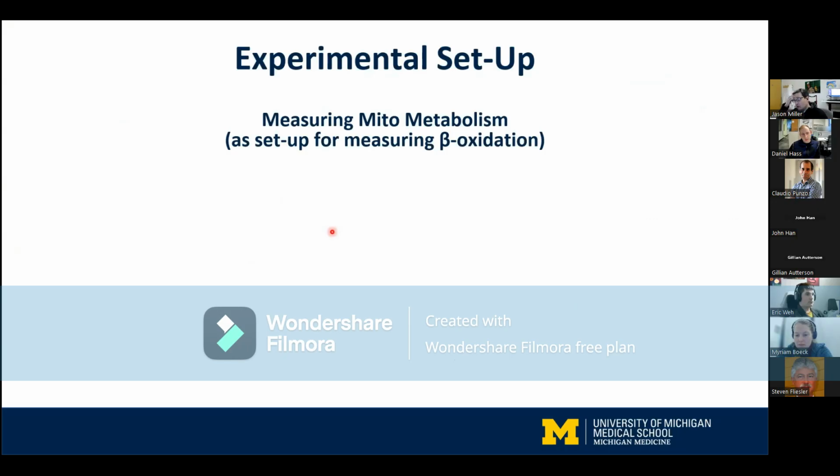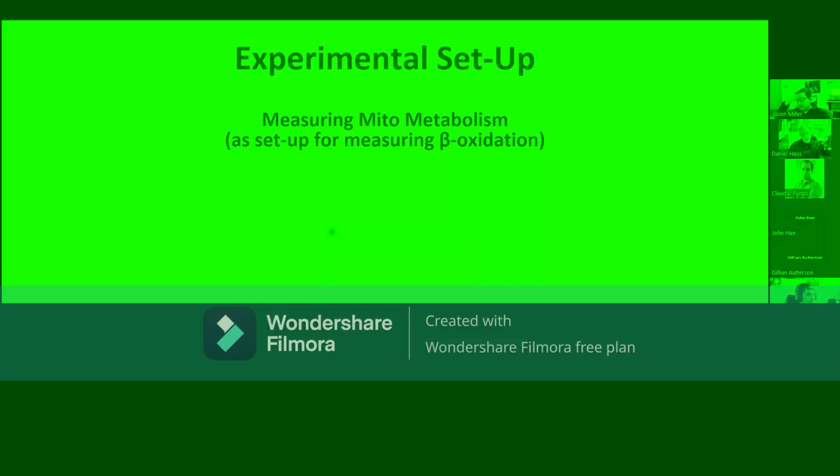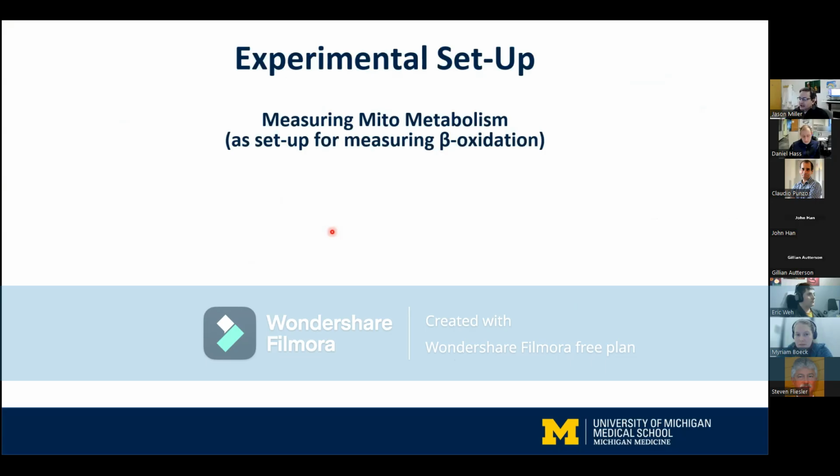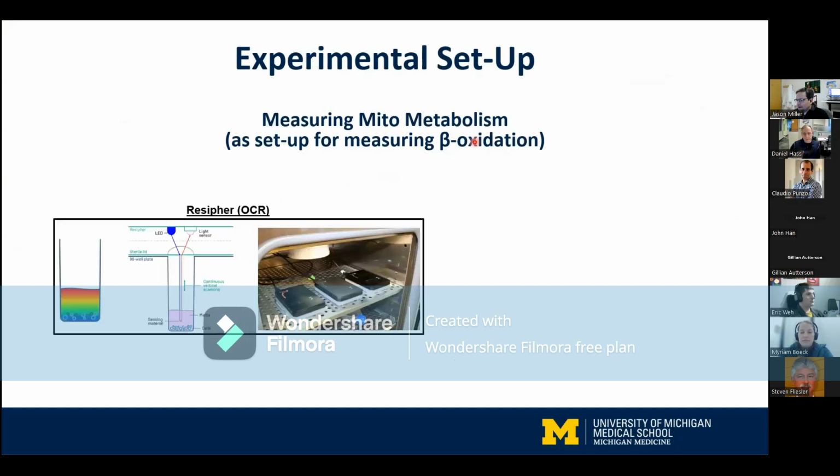To get a little bit more into the experimental setup, because a lot of the data I'm going to show you relies on really understanding how we're measuring beta oxidation. We're doing it by proxy, which is that we're adding a fatty acid into our culture, and then we're looking for whether we see an enhancement or a spike in oxygen consumption rate, which would suggest mitochondrial beta oxidation is happening. So we use this device, and I think some are now familiar with it, but others probably not. This device is called Resipher.